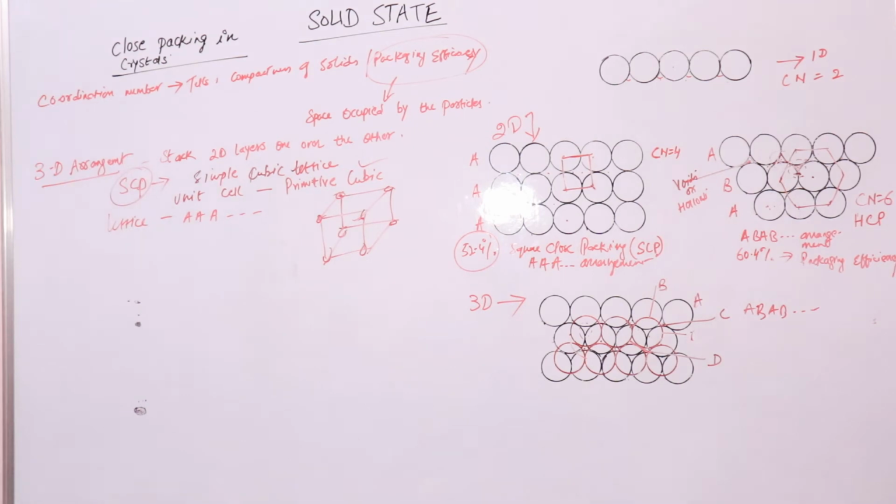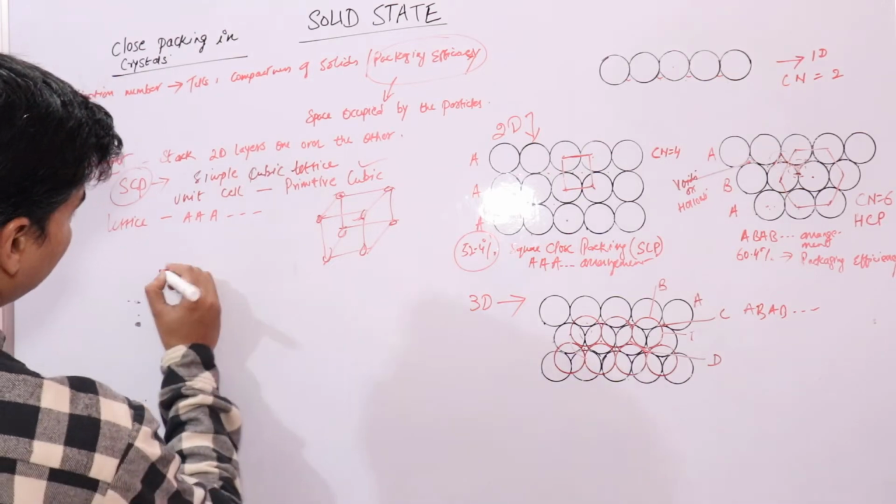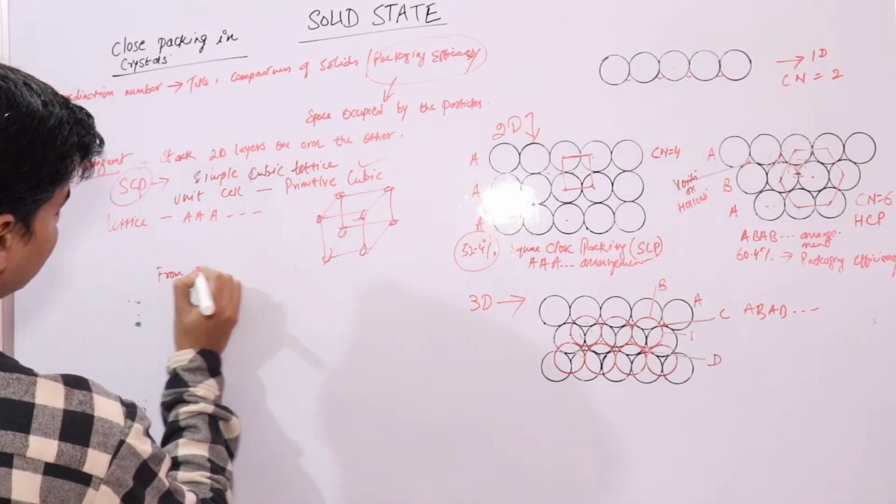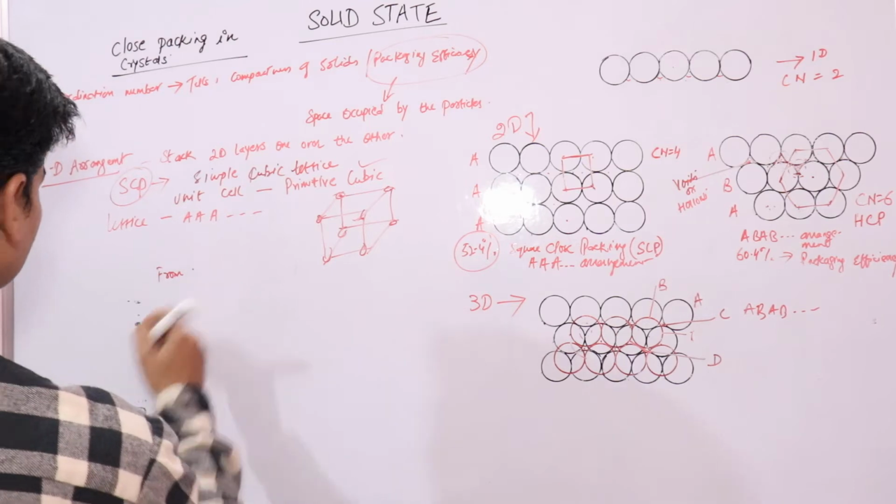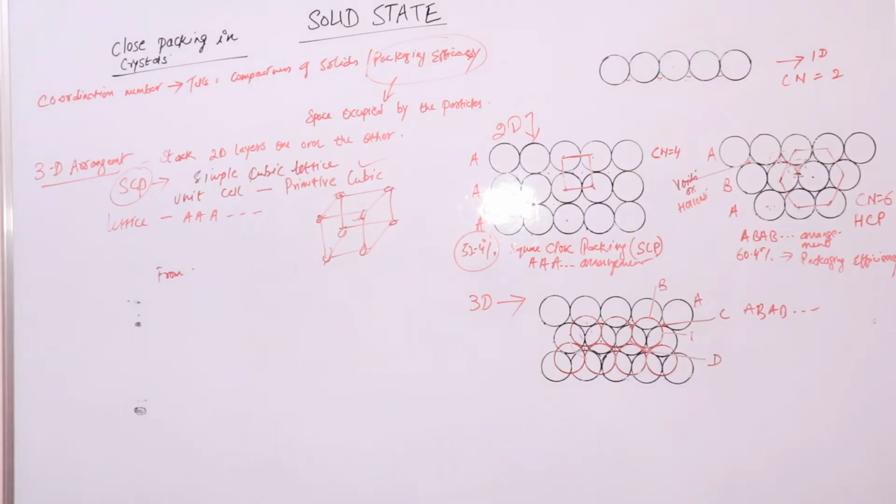Now when the third layer is added, we know that we have two types of voids. One belongs to the first layer, as I said, and the second belongs to the second layer. Now, two voids, two ways to form the third layer. Now from this 3D arrangement.